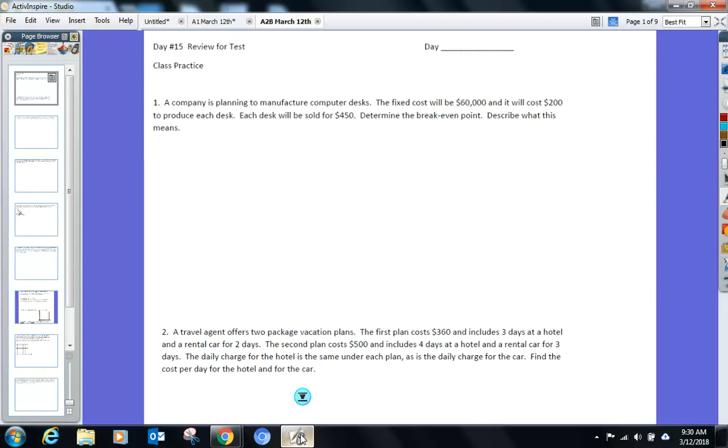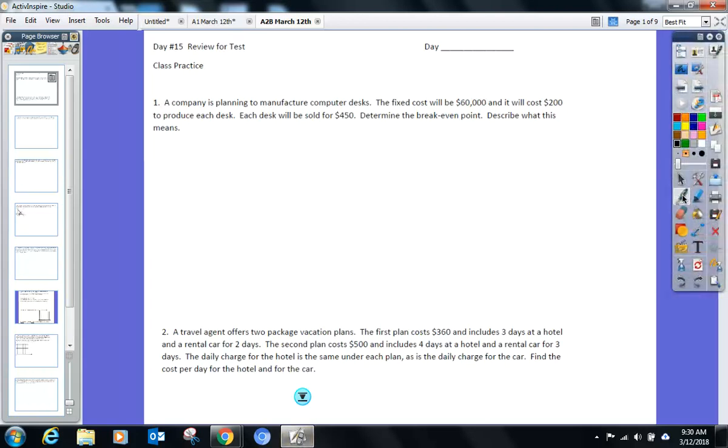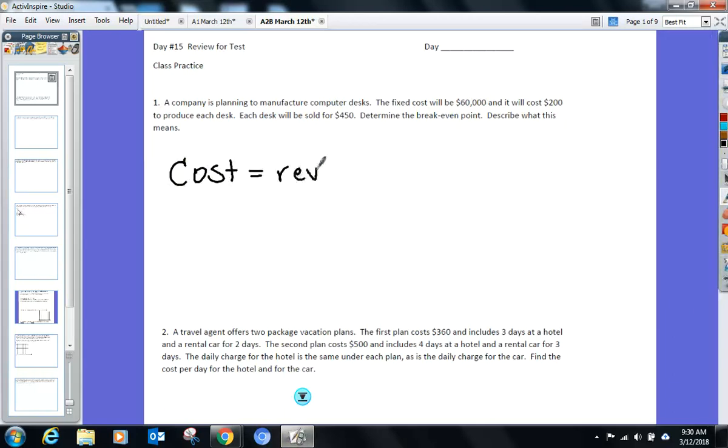So how do I figure out these break-even questions? Pretty simple. You find the break-even point by doing cost equals revenue. We're doing desks here. How much does it cost to make a desk? $200, but I also have what attached to it? $60,000 fixed cost. So $60,000, that's fixed, plus $200 a desk, which I'll call lowercase d.